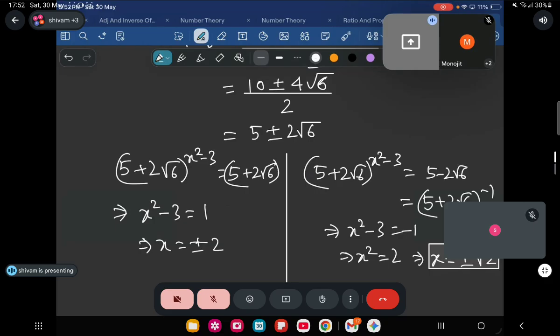Sir, those who have given the test, what? If it is raised to the power of x squared, then is it a quadratic, or what is it? Currently, it's not a quadratic. We have transformed it into a quadratic. Okay, transformed it into a quadratic.